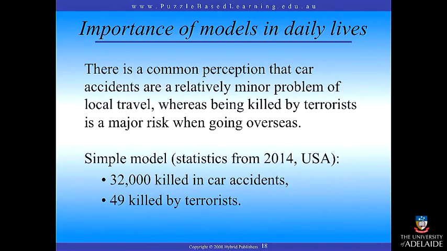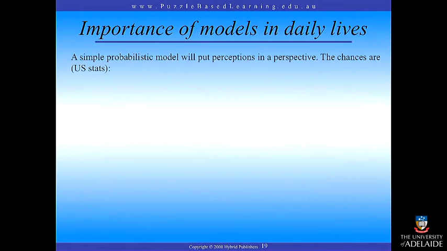So, a simple model of the statistics: from 2014, there were 32,000 people killed in car accidents and 49 killed by terrorists. And a simple probabilistic model will put these perceptions in perspective. This is from the US, but it doesn't change too much when you go to Australia, right? Except that the numbers are kind of 10 times smaller, but the proportions are essentially the same.